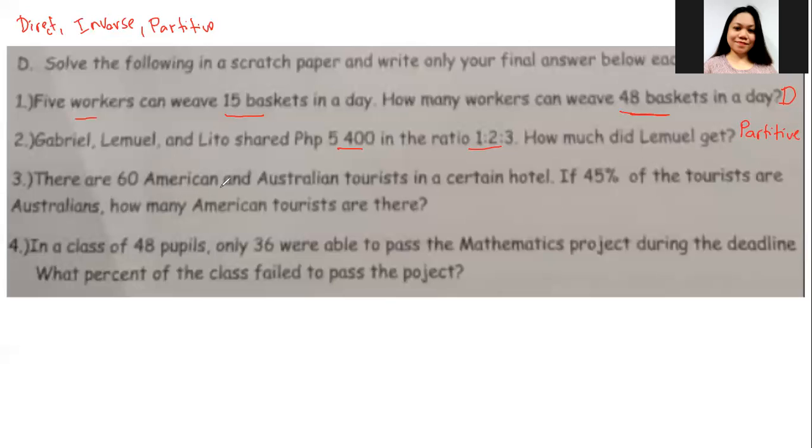All right, there are 60 American and Australian tourists in a certain hotel. If 45% of the tourists are Australian, how many are American tourists? So 45% is also a ratio, okay? But I guess this is sort of like direct, but also somewhat inverse. So we'll not label that, okay? In a class of 48 pupils, only 36 were able to pass the mathematics project during the deadline. Okay, so these two problems are similar.